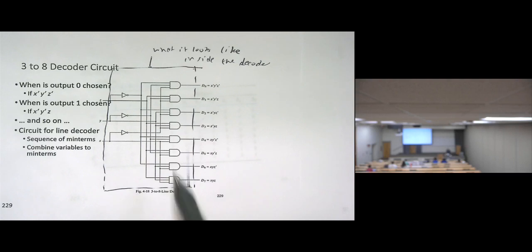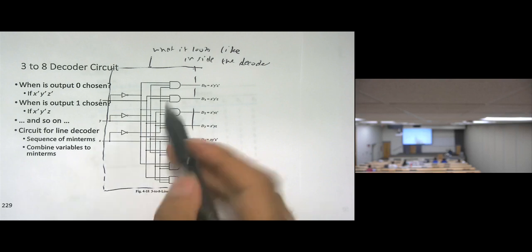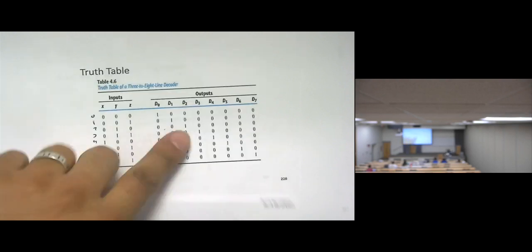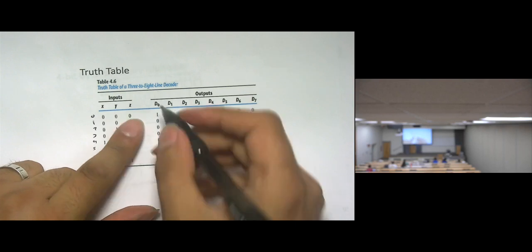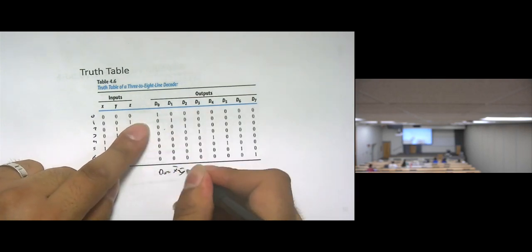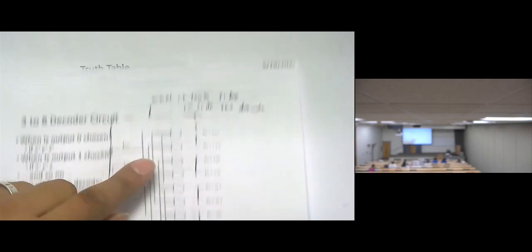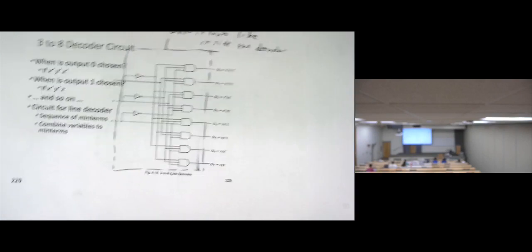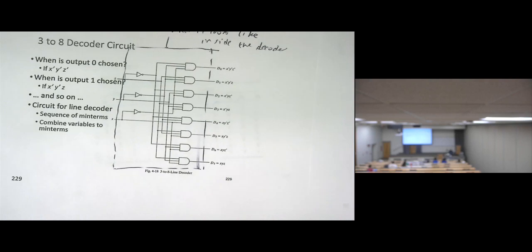Okay? And basically, anybody can derive this. You already know how to do Carnot maps. You already know AND and OR gates and the others. Actually, you don't need a Carnot map. You can say D0 equal to X prime, Y prime, Z prime, and so on. Without Carnot maps, you can apply it straightforwardly. Okay, any questions?